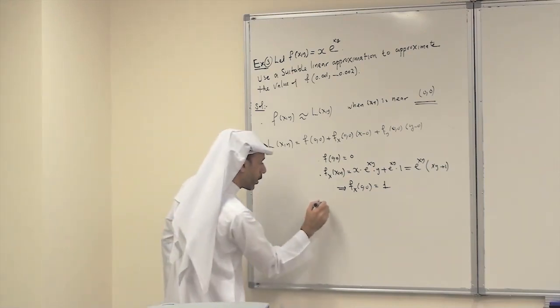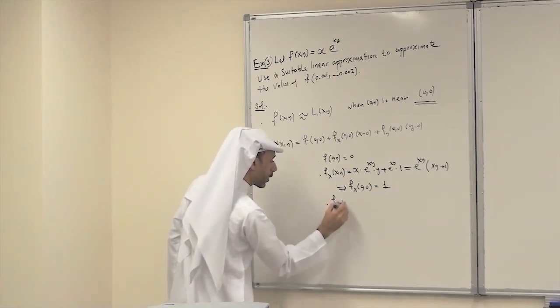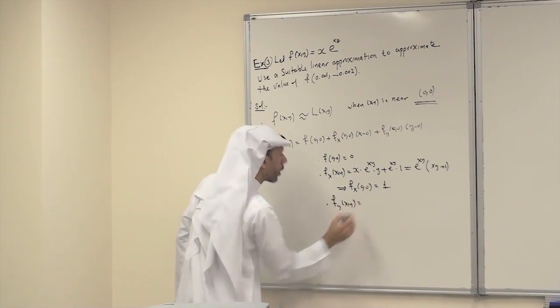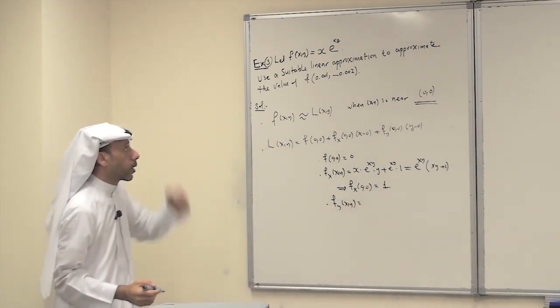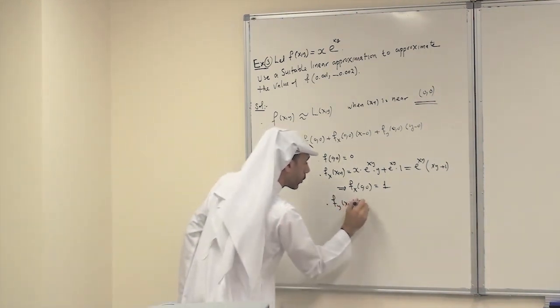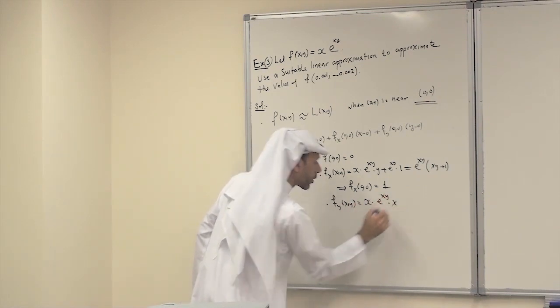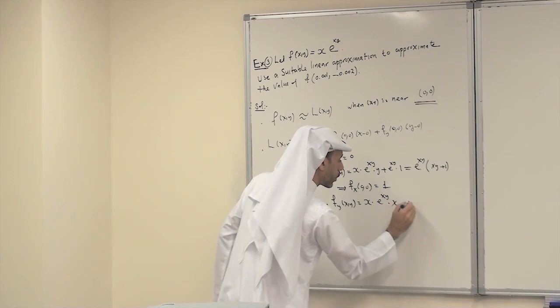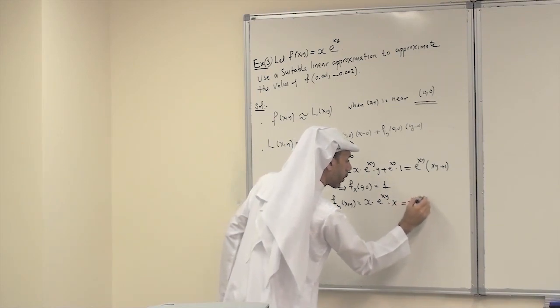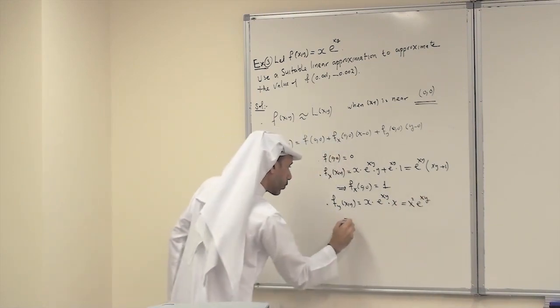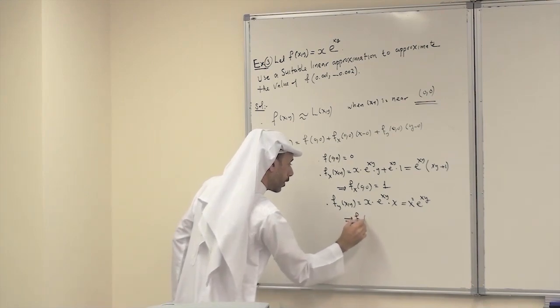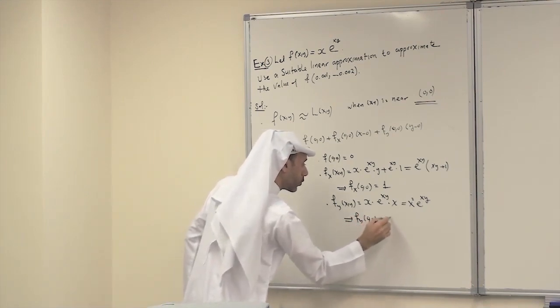The same thing for f sub y at (x, y). When we differentiate with respect to y, x is constant, so this is just x times e to the power xy times x. And this is just x squared e to the power xy. When you substitute, f sub y at (0, 0), you get just 0.